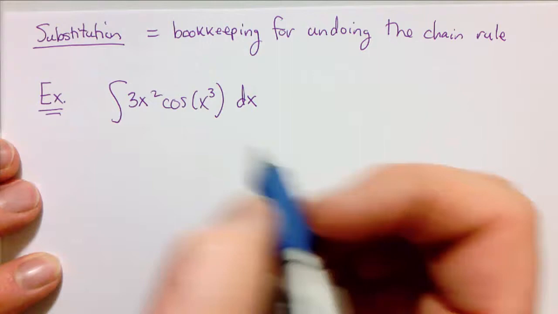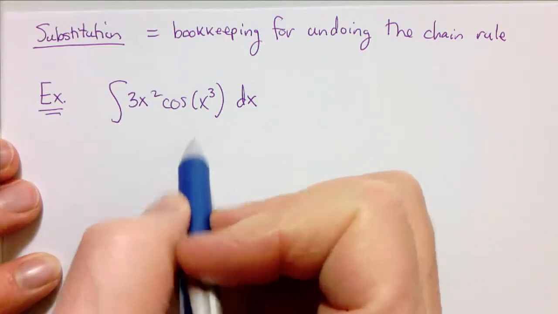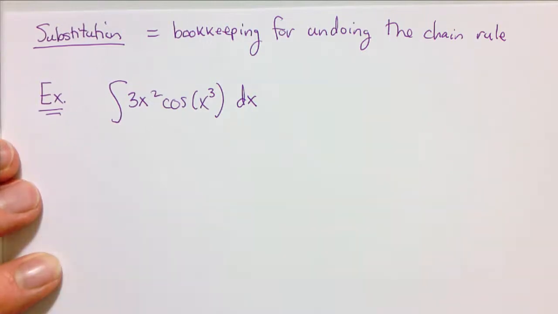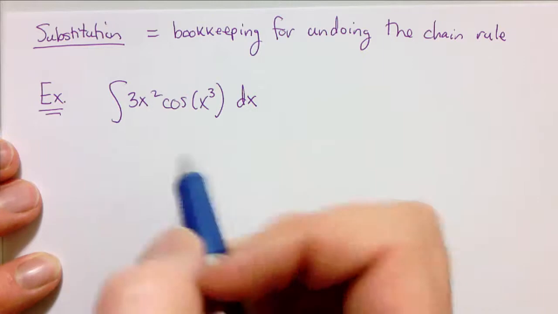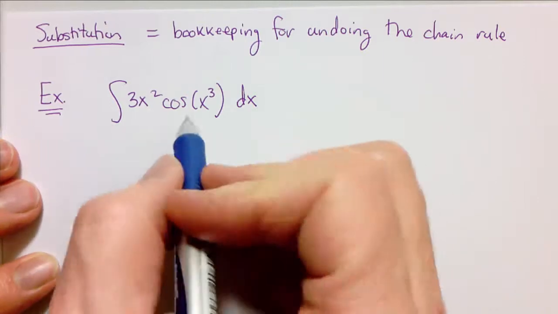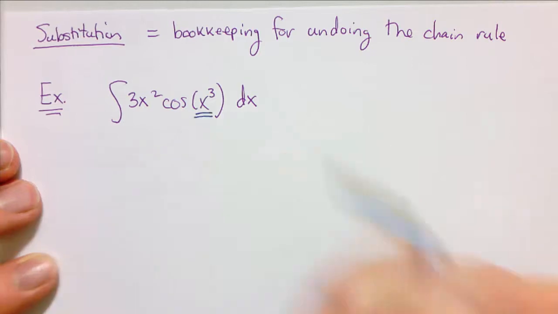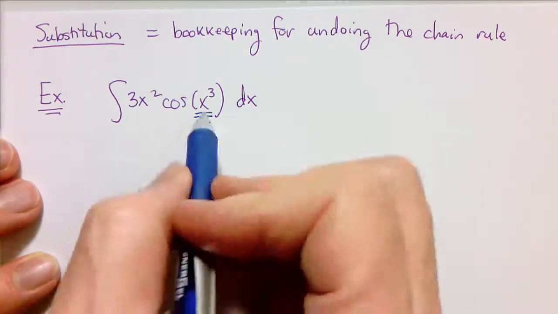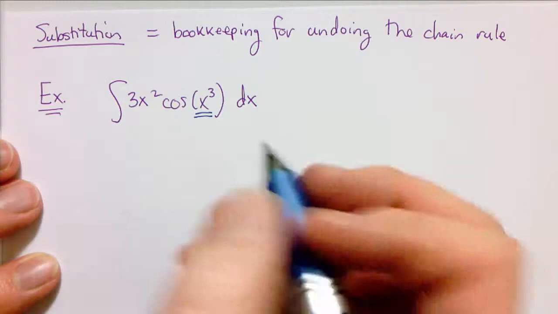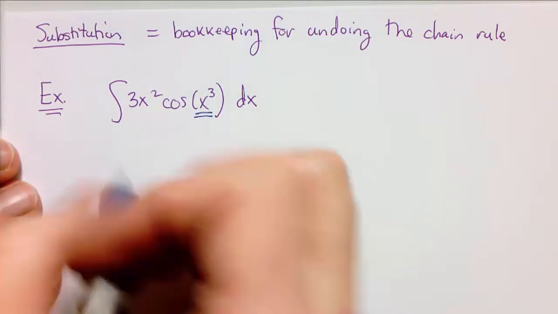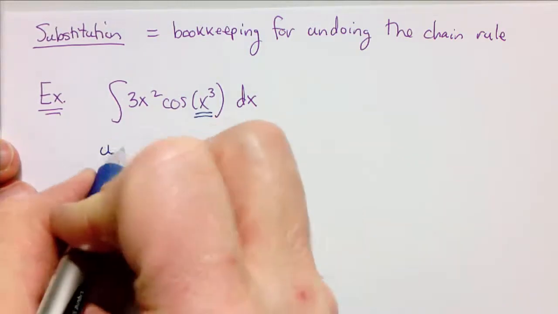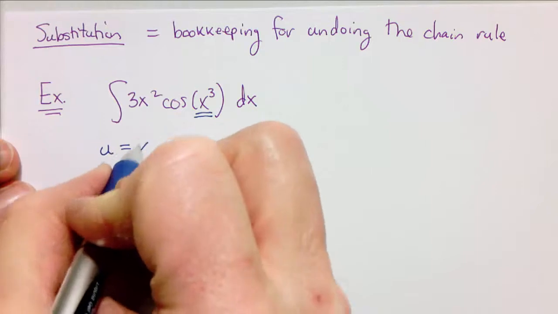When we're dealing with the chain rule, we're interested in what's the inside function and what's the outside function. When we want to undo the chain rule, a good place to start is by looking to see if you can identify what is an inside function. There's an inside function embedded inside of another function, in this case cosine. This is called the inside function. I'm going to give it a new name.